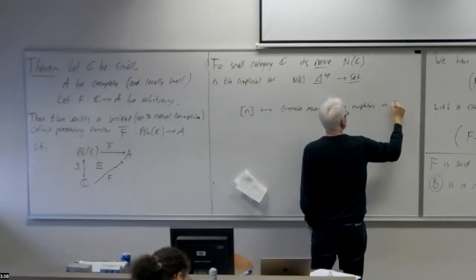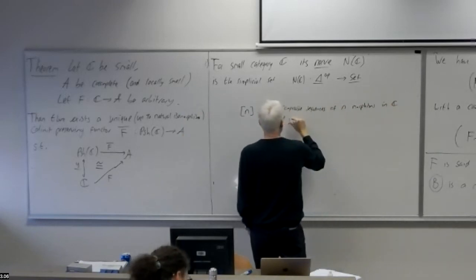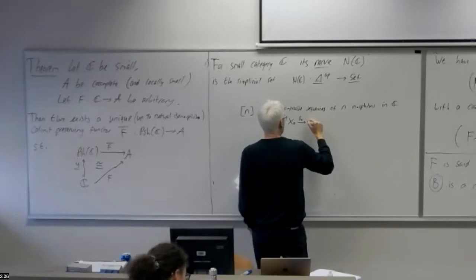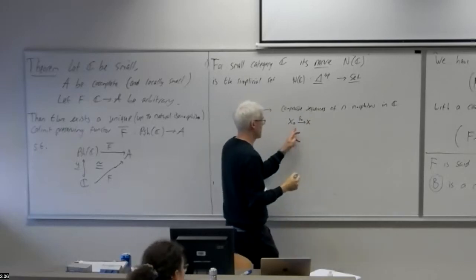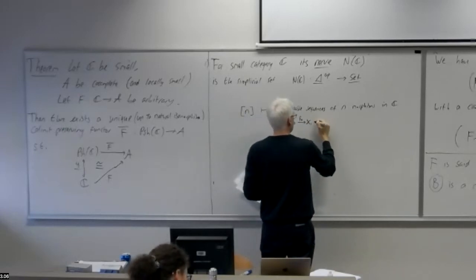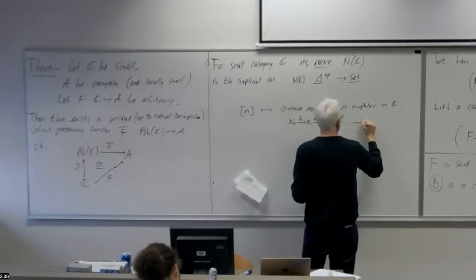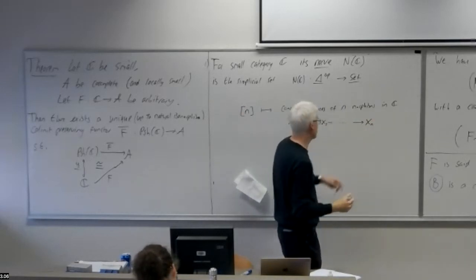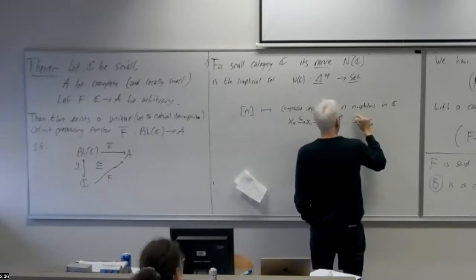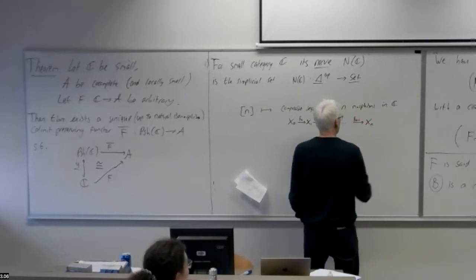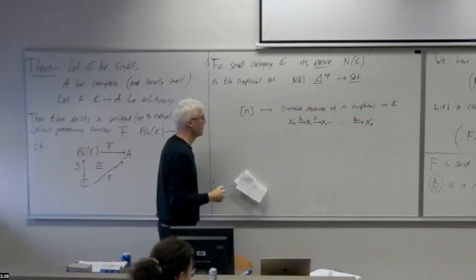Namely, such a thing looks like an object x0 together with a map f0 that goes into x1, then a map f1 that goes into x2, and so on. And then we go all the way through to x sub n, because we need n+1 objects to have n maps between them, and the last map will be f of n-1.